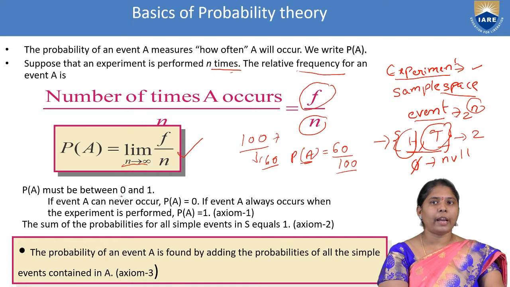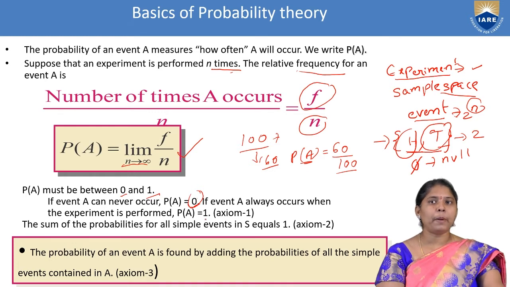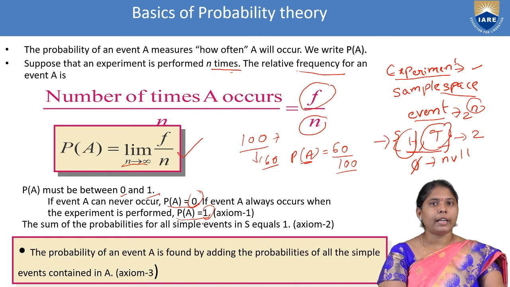This probability of A lies between 0 and 1. An impossible event, which will never happen, has probability 0. A compulsory event that must happen has probability 1. There are some axioms for probability. Axiom: probability of A is 0 for an impossible event and probability of A is 1 for a certain event. So it always lies between 0 and 1.